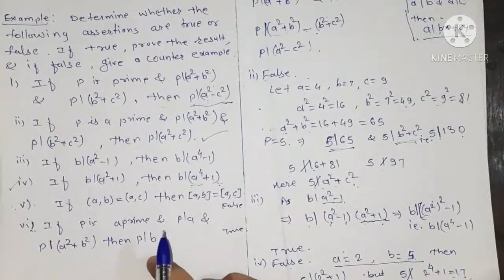Now we see some more examples to find the GCD of numbers by using the prime factorization.